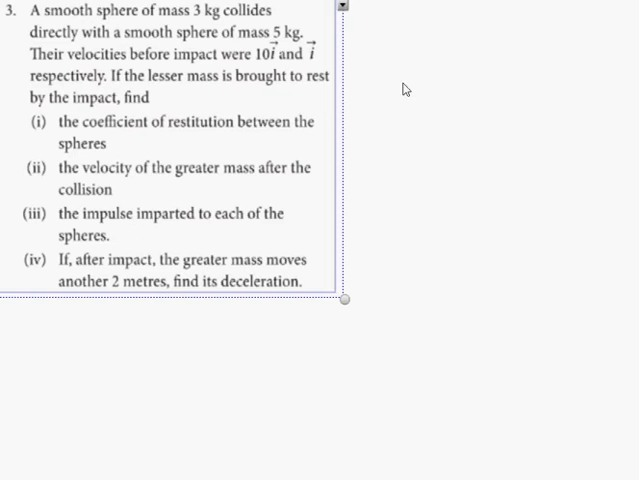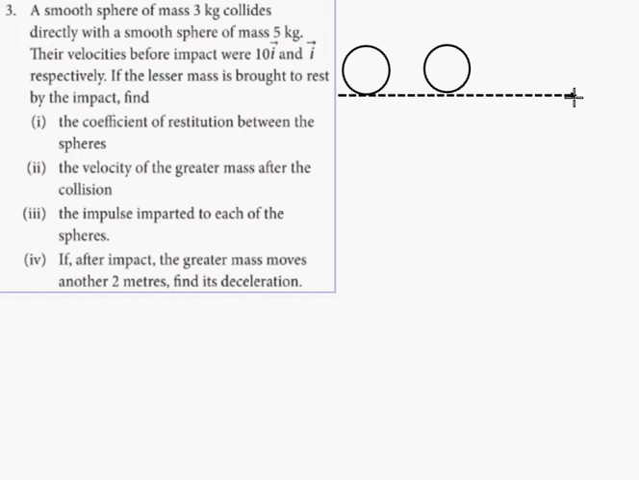Right? So what happens here is, I always tend to draw diagrams. So, here you go. Now, they're both going in this direction. One of them's going at speed 10, the other one's going at speed 1. It's not going towards it. How do I know it's not going towards it? 1i. Okay? So what question is this?